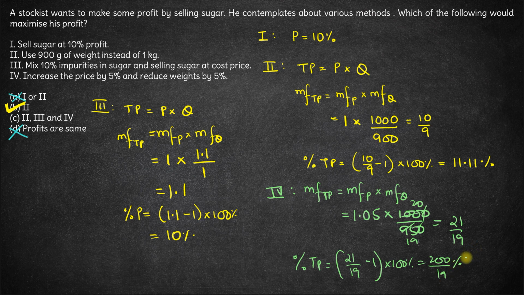Now 200 by 19% is definitely less than 11.11%, which was option 2. Option 2 so far was the highest, right? So 200 by 19 is definitely less than 11.11%. Hence, of all these 4 options, option 2 gives you the highest percentage profit. Hence, option B is the right answer here. Thank you.